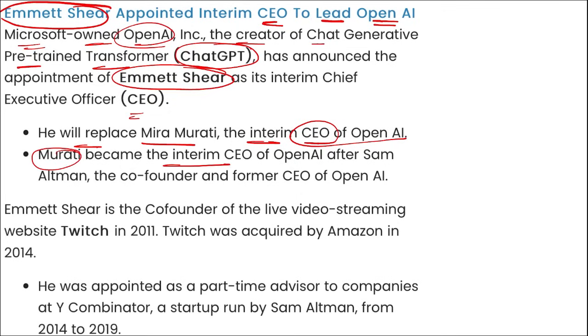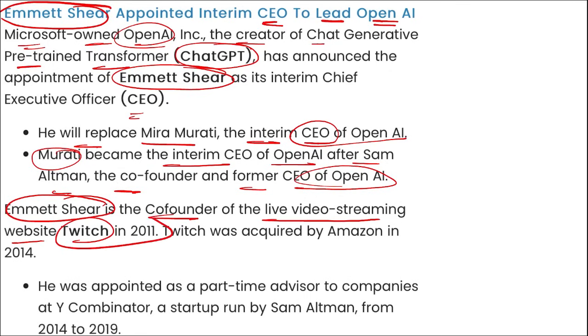And Murati became the interim CEO after Sam Altman, the co-founder and former CEO of OpenAI, left it. And here you can see Emmett Shear, he was the co-founder of the live video streaming website Twitch in 2011 that was acquired by Amazon in 2014.